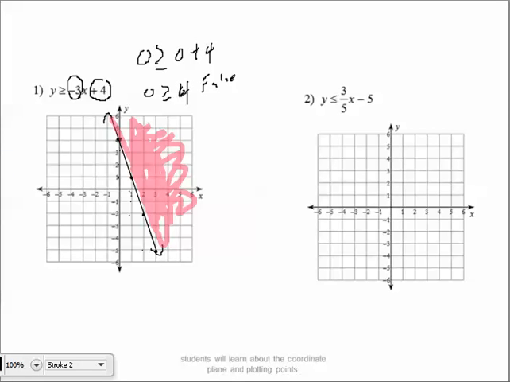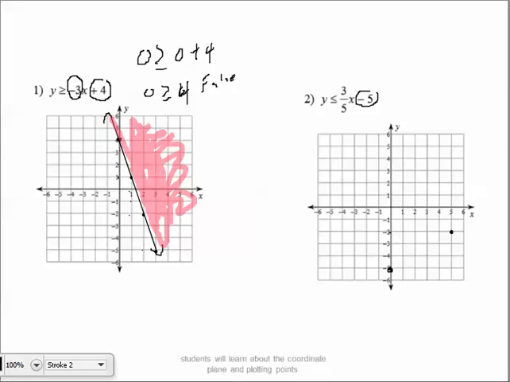Cool. Let's look at another one here. Minus 5. That's where I'm going to start. I'm going to go all the way down to minus 5 and put a point right there. I'm going to use the slope, 3 over 5. That means go up 3, 1, 2, 3, and over 5, 1, 2, 3, 4, 5. Cool. I can now connect those.